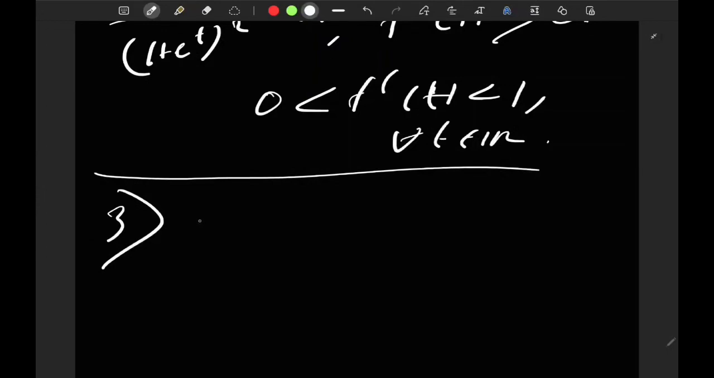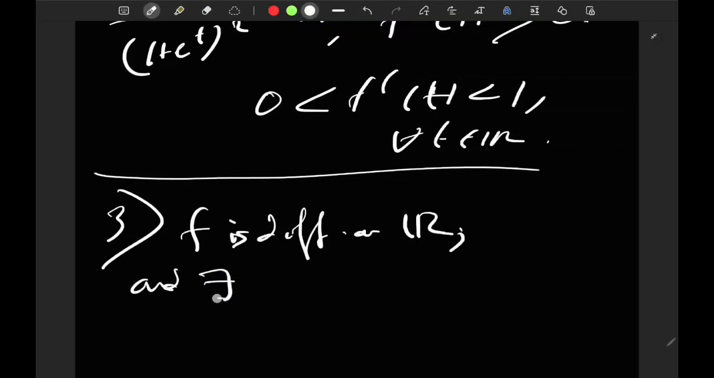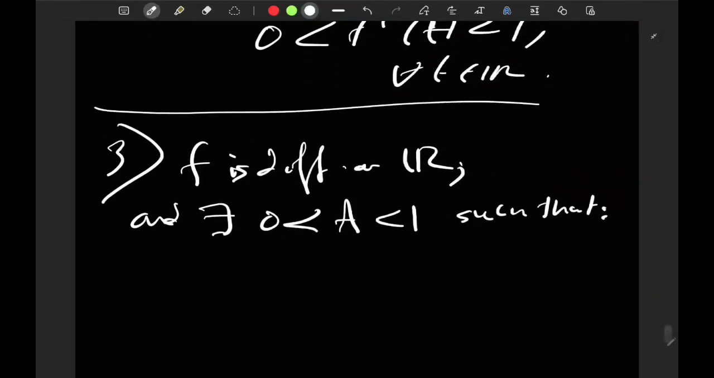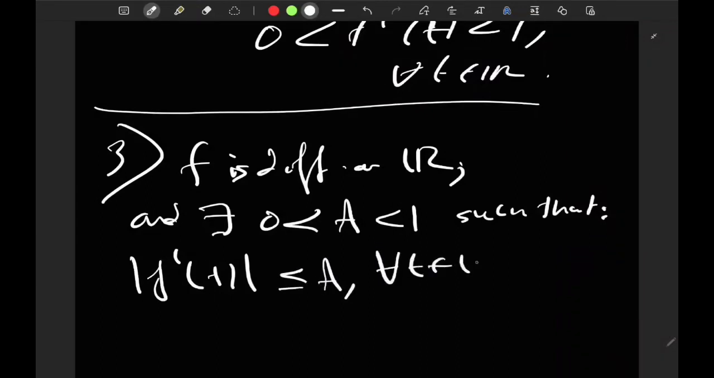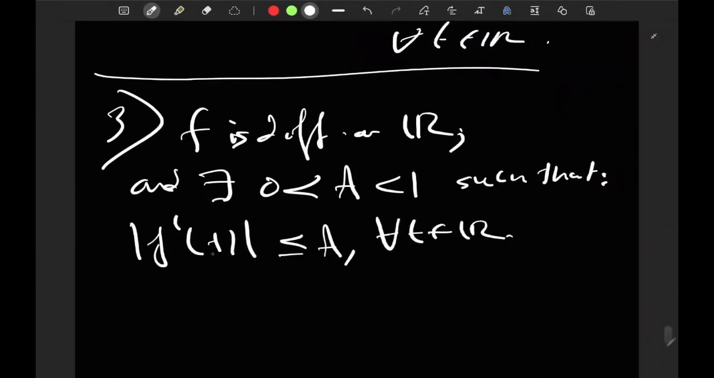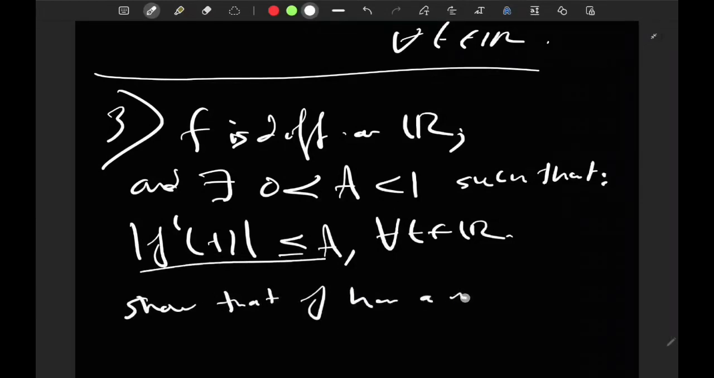Okay, so suppose that f is differentiable on R, and suppose there exists some a, which is strictly positive and strictly less than 1, such that the absolute value of f prime of t is less than or equal to a for every t in R. Okay, this is the given. Show that f has a unique fixed point.